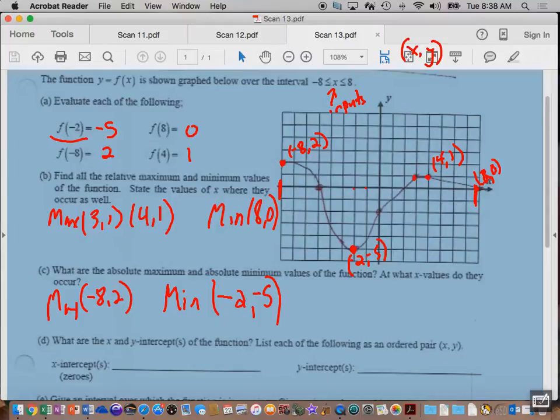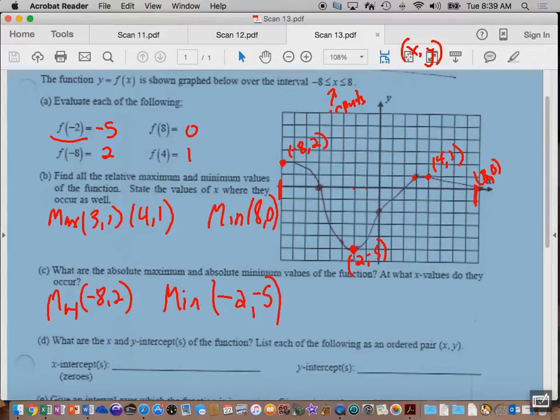Yes? Why wouldn't the relative minimum be -2, 0, but, I mean, 0, -2? Why wouldn't? Because it's not changing direction. If it went up like this and then turned back down, then you would have a relative. But it has to be a change of direction. A minimum or maximum always has a change of direction.